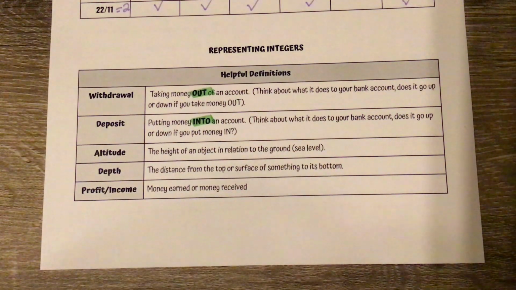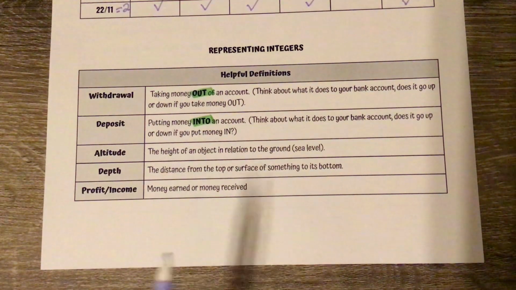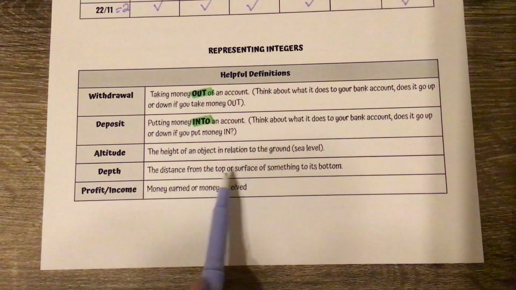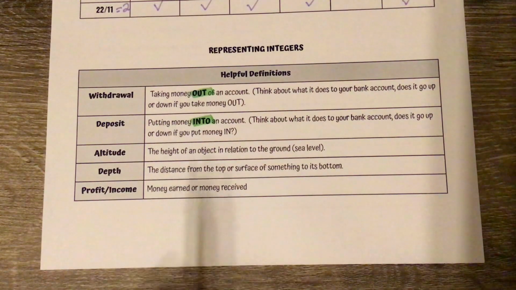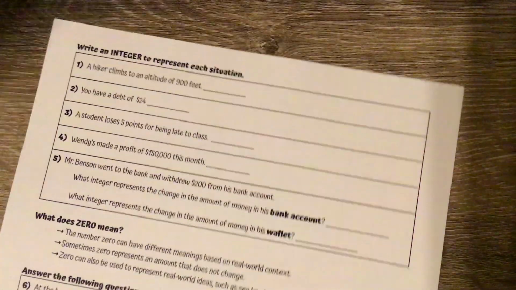That's a good thing. Altitude is the height of an object. Like if you're in an airplane, you're at a certain altitude in the sky, that is positive. Depth is the distance from the top to its bottom. So depth is going down, that's negative. And then profit or income is money earned or money received.